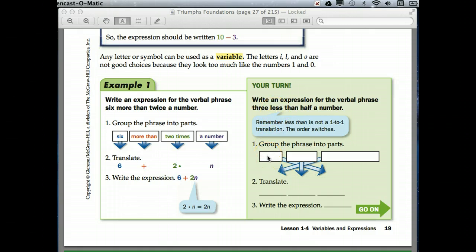So it says 3 less than. So this 3 is going to go over here instead because it's less than 3 and it's less than half a number. So 1/2 n. So 1/2 times n less than 3. So 1/2 n minus 3 is what will go here. Very good.